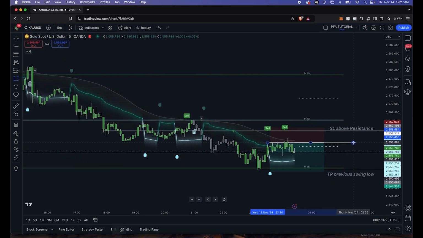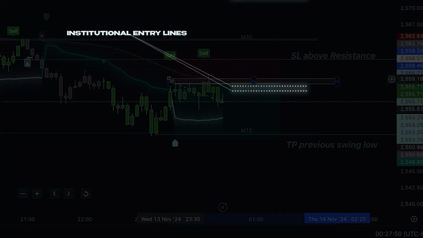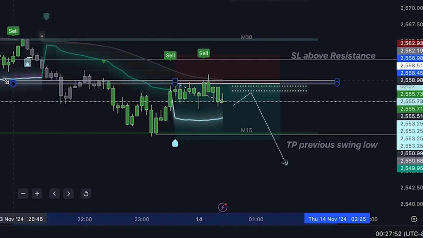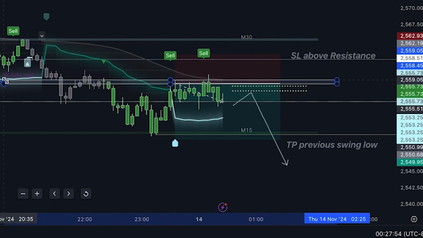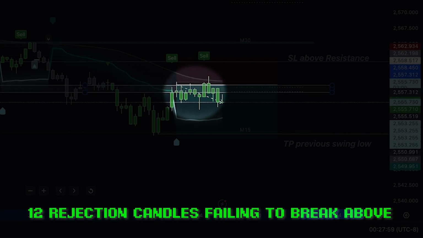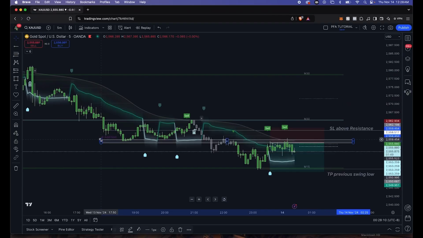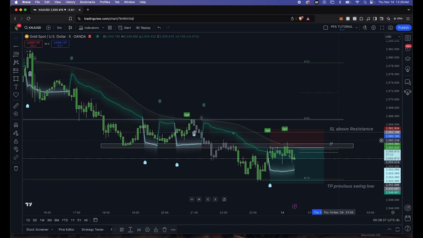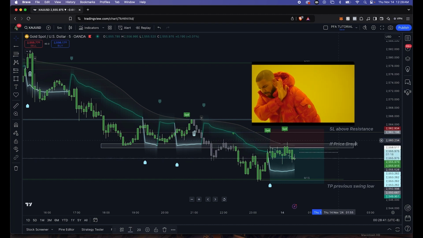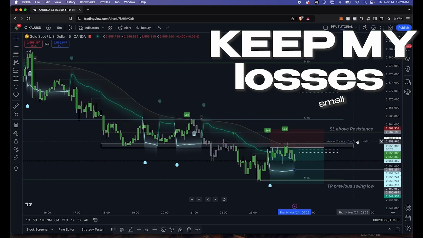Now notice that there's a little area of support and resistance right here, and it's right at the institutional entry lines. I'm gonna draw up a box so you can see what I mean. So far, we could see that the candles have respected this area for quite some time on the 5 minutes. This will allow us to make the decision. If price breaks above this area, then it will make the trade invalid and I will no longer be interested in this short. This will allow me to keep my losses small.